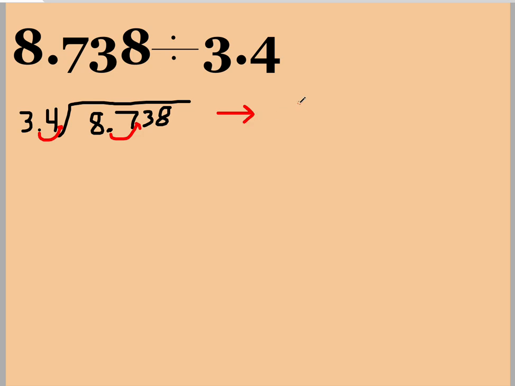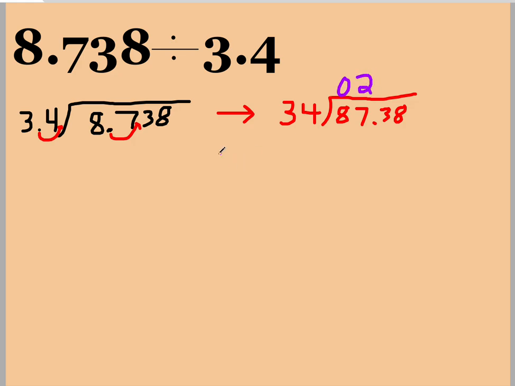I like to rewrite that. If you can do it without rewriting it, that is up to you. But this helps me be a little bit more neater and organized. It's a good habit to do. 87.38, or 87 and 38 hundredths. All right, now I go 34 into 8. That does not work. 34 into 87. Again, I'm going to guess with 30s. 30, 60, 90, so probably twice.